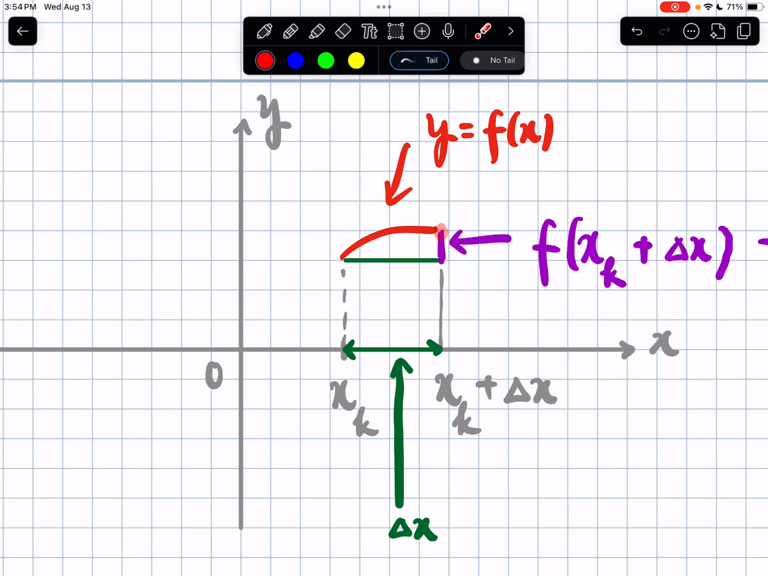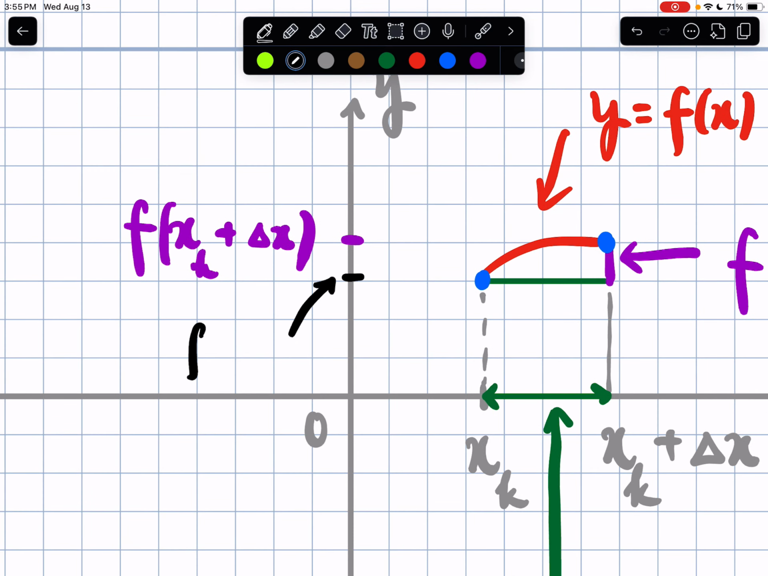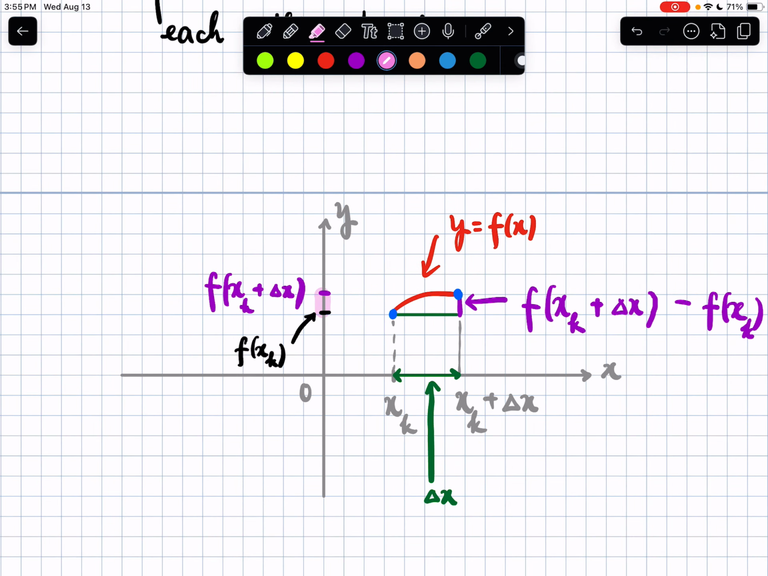This point corresponds to the point xk plus delta x. F of xk plus delta x, which is the coordinate of this point, and the coordinate of this point is xk, f of xk. So this length is equal to f of xk plus delta x minus f of xk.